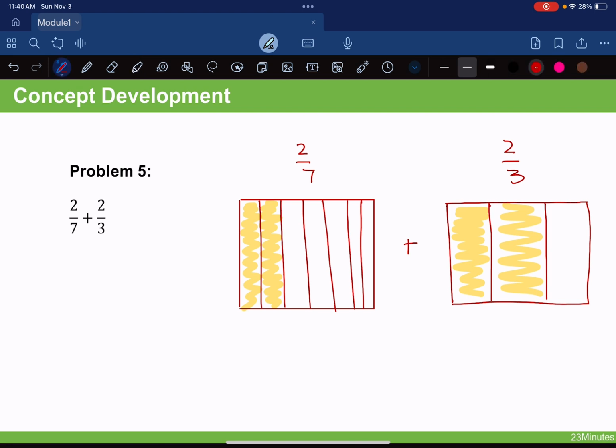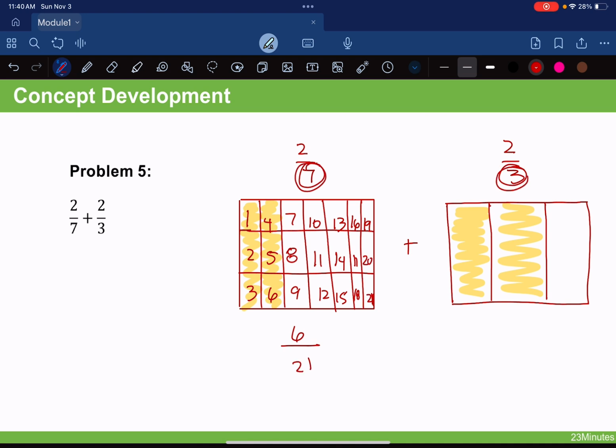Then let's go the opposite direction. So this was a 7, so I'm going to use my 3 and go left to right and cut it into 3 parts. So now I have 1, 2, 3, 4, 5, 6 shaded in. 7, 8, 9, 10, 11, 12, 13, 14, 15, 16, 17, 18, 19, 20, 21. I can also think of this as 7 times 3 is 21. That's what's happening with my denominator.